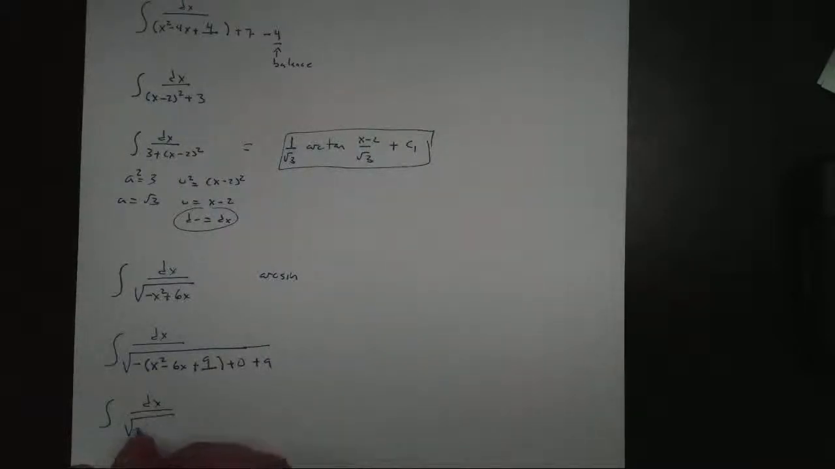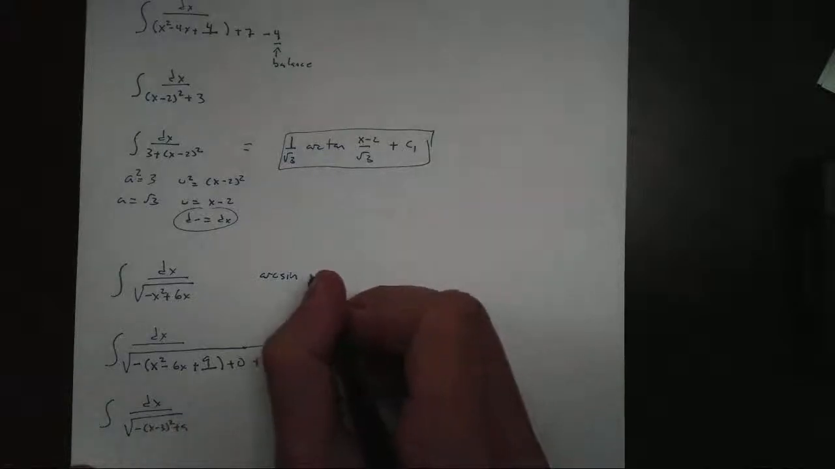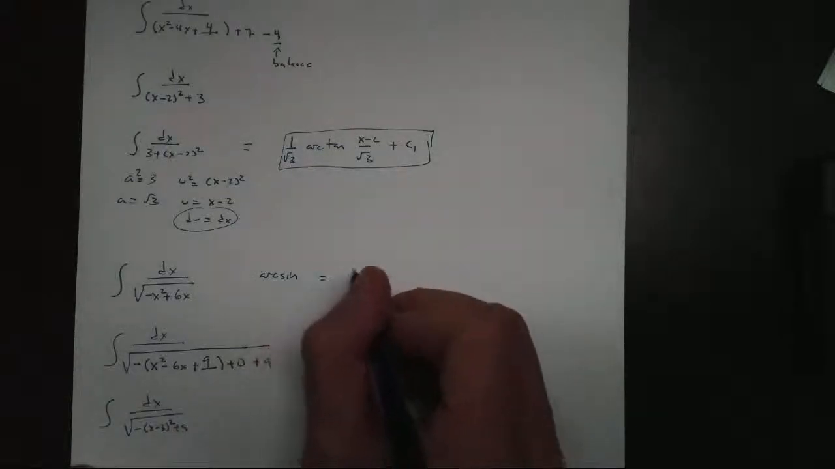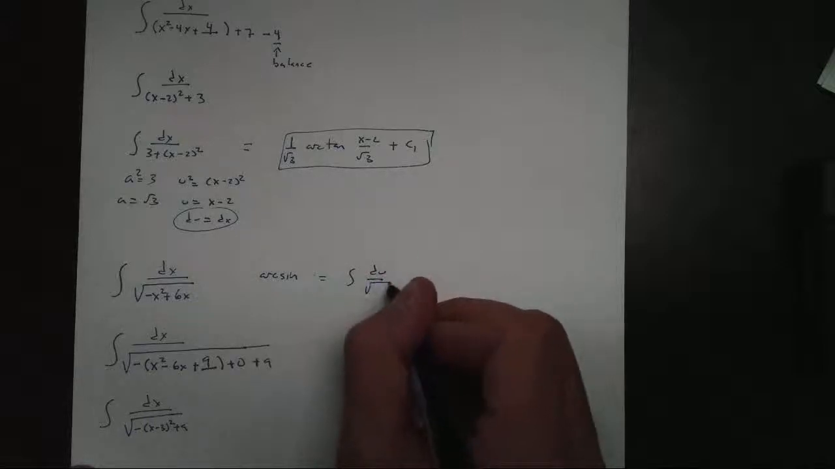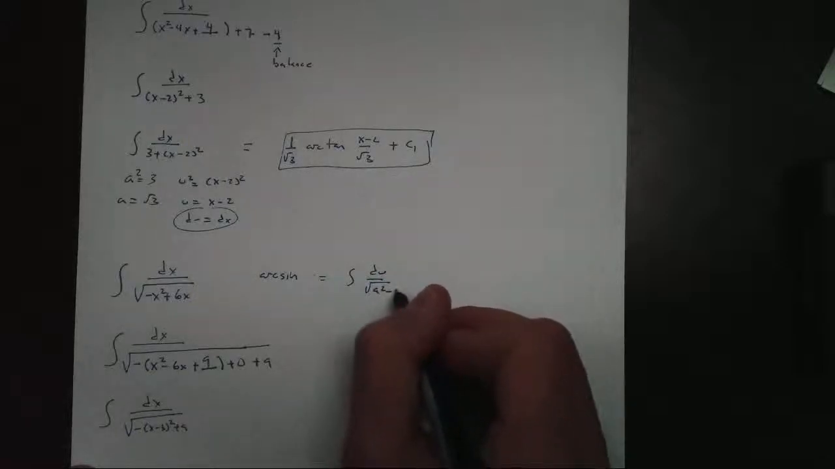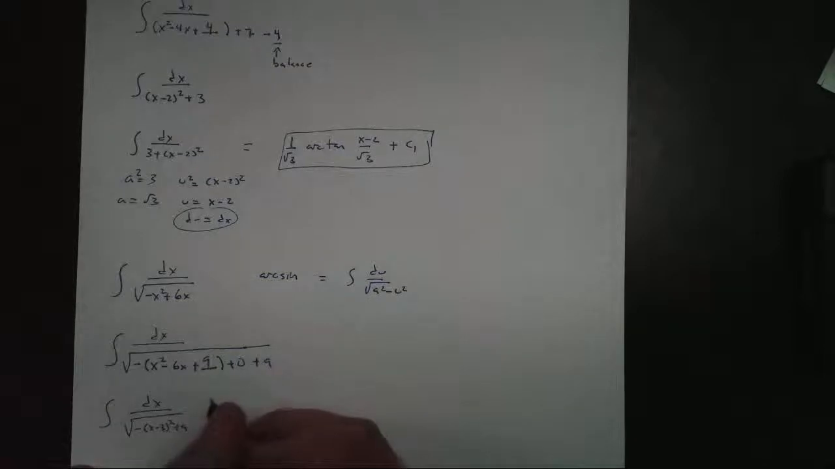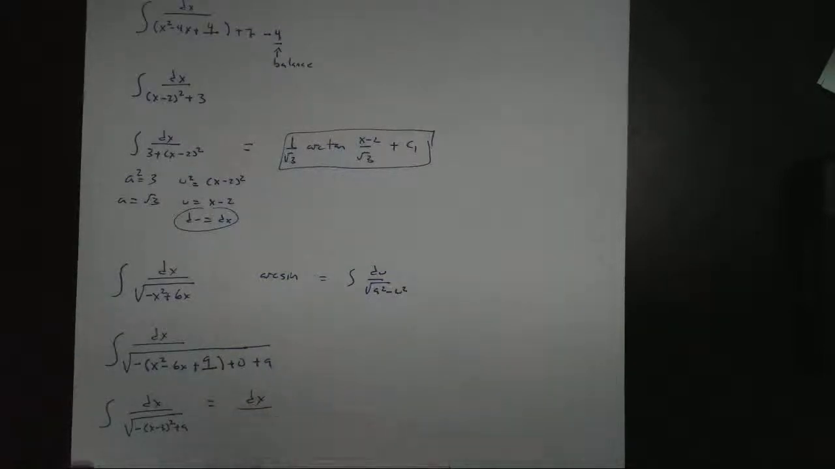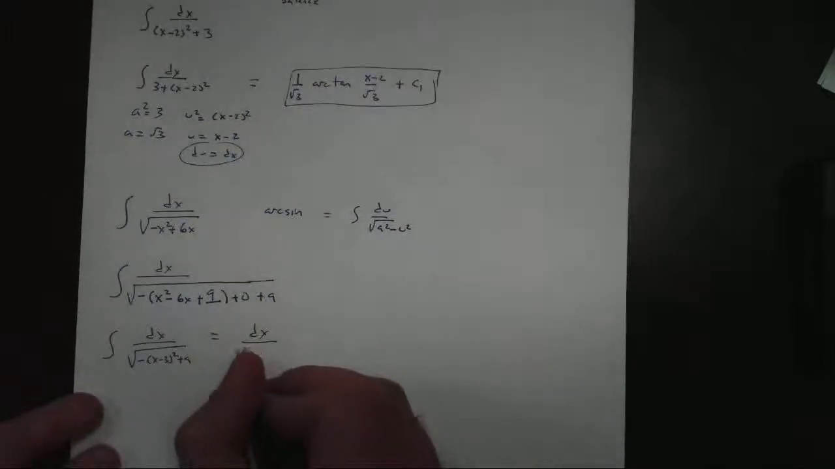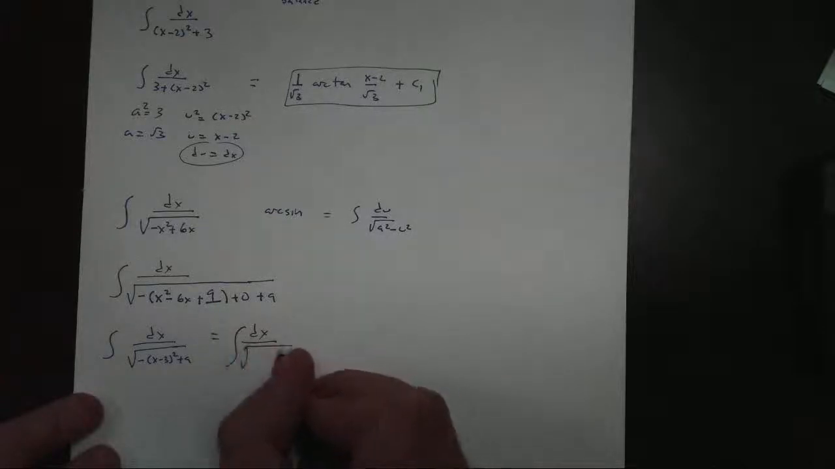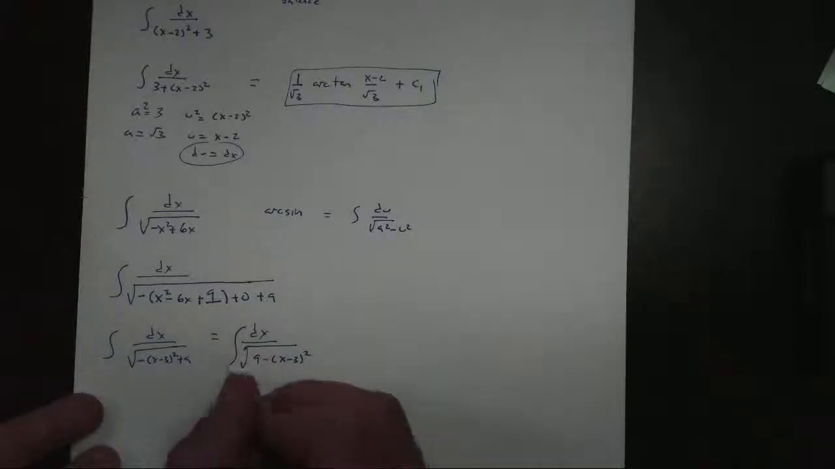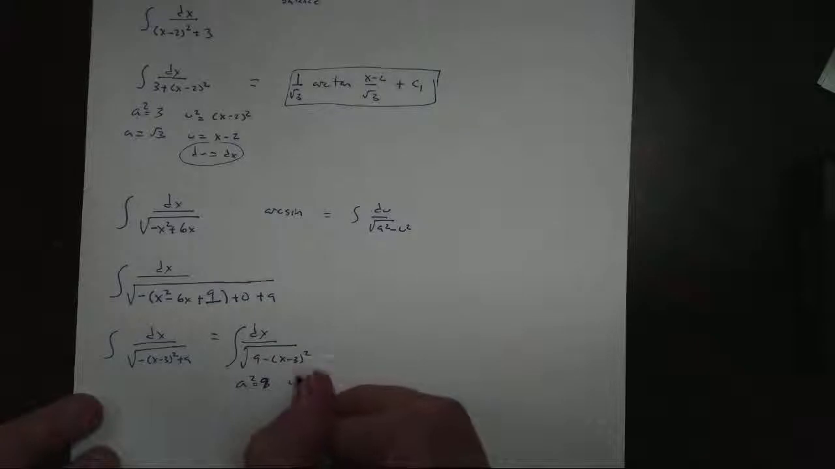This is the square root of negative x minus 3 squared plus 9. Now remember, arc sine was really du over the square root of a squared minus u squared. So again, I'm just going to rewrite this. dx over, if I write this out now, the integral of the square root of 9 minus x minus 3 squared. So a squared is 9, getting ahead of myself. u squared is this x minus 3 squared.